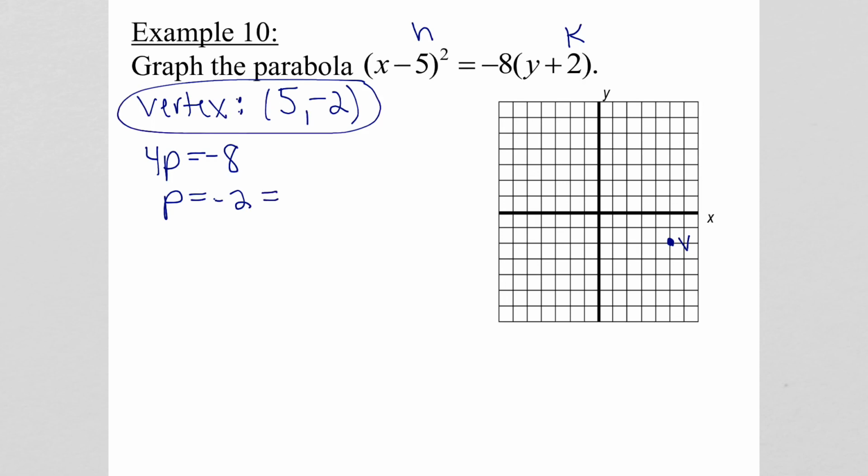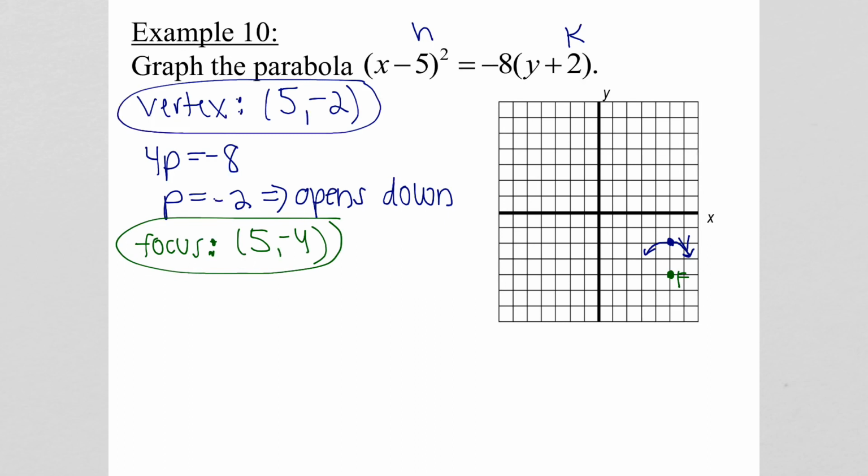If p is equal to -2, that means this parabola, which opens up or down, is going to open down. And if it opens down, I can find my focus and my directrix. Let's start with the focus first. Let's graph a little mini parabola here just to show this. My focus is going to be 2 units below the vertex. This is the focus, and I'll write the coordinate here. The focus will be at (5, -4).